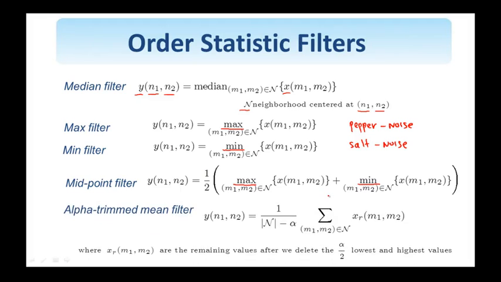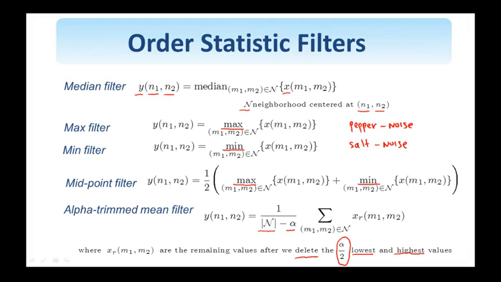And finally, the alpha trimmed mean. From the ordered pixels in the neighborhood, we delete the alpha over 2 lowest and alpha over 2 highest values. And then for the remaining values, which number the number of pixels in the neighborhood minus alpha, which I have deleted, we find the mean.